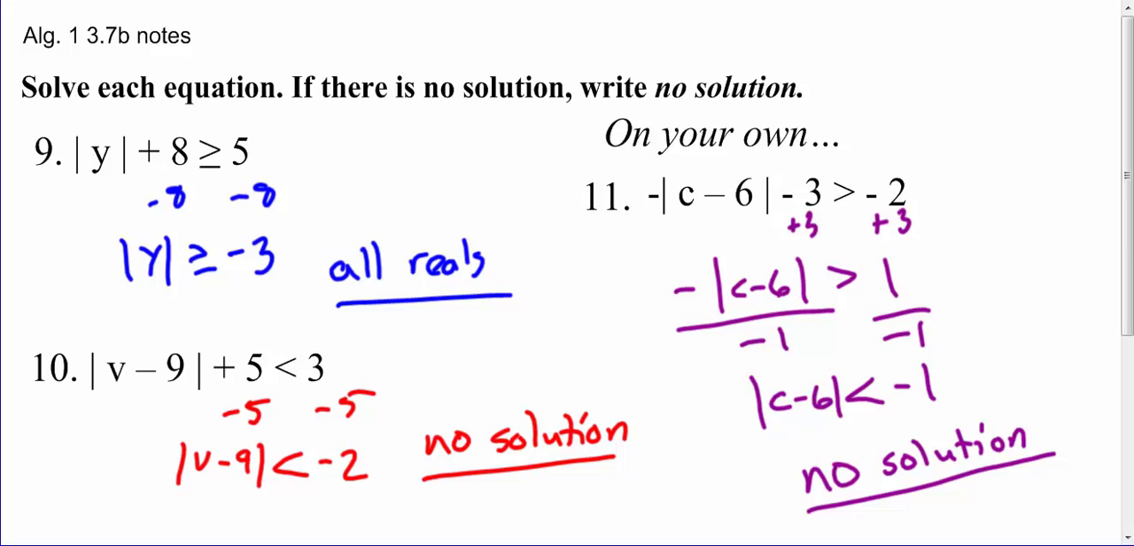The key thing here, I think the easy mistake to make would be to forget when you divide by negative 1 to get rid of this negative, that you have to flip the inequality. So greater than becomes less than after that division by a negative, and an absolute value is never less than negative 1, so that's no solution.